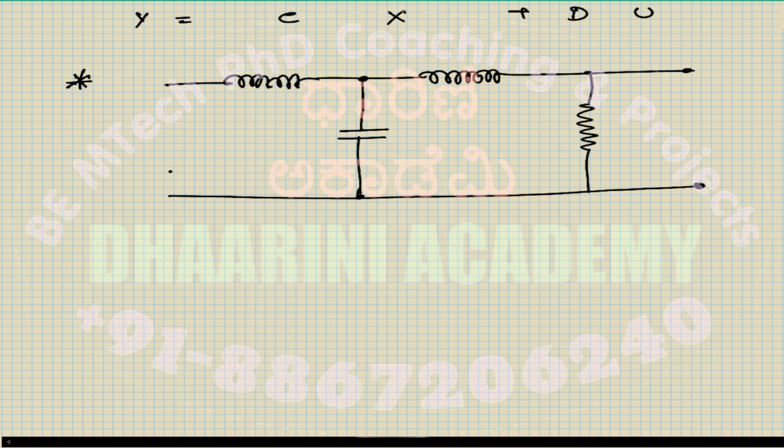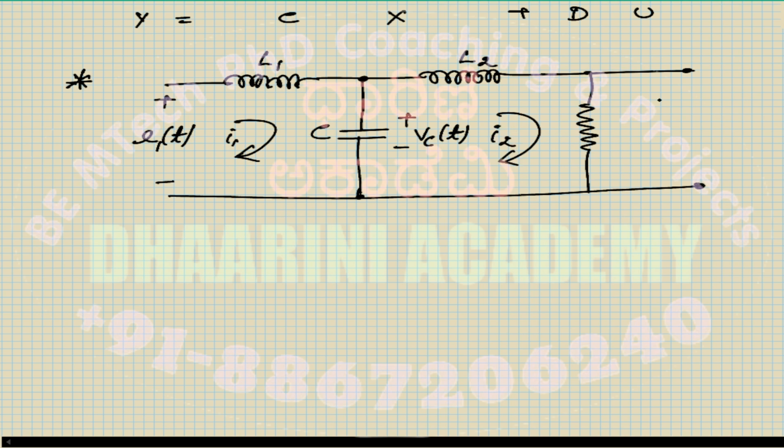This is the given circuit. Here we have the input voltage E1 of t. This is L1. This is L2. This is the capacitor C with the voltage across the capacitor given as Vc of t. There is a current I1, and another current assumed in this direction, I2. Let's assume there is a resistor R2 over here, and the voltage across this, the output, is E naught of t. So this is the given circuit.